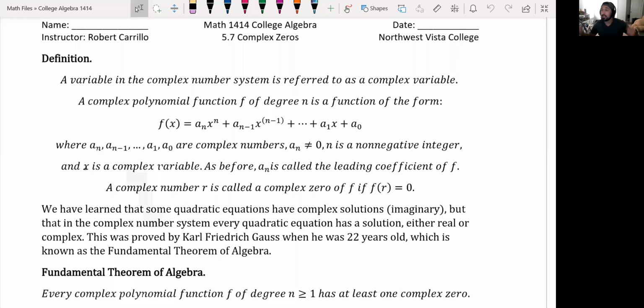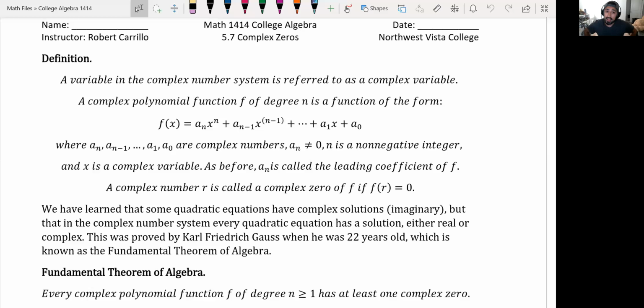Hello, everybody. We are in 5.7, complex zeros, which is basically the same as 5.6. Everything we've done in 5.6, we're going to do in 5.7. But 5.6 was about finding real zeros, and 5.7 is about finding complex zeros. So right now we have a whole page of definitions that I can read off.